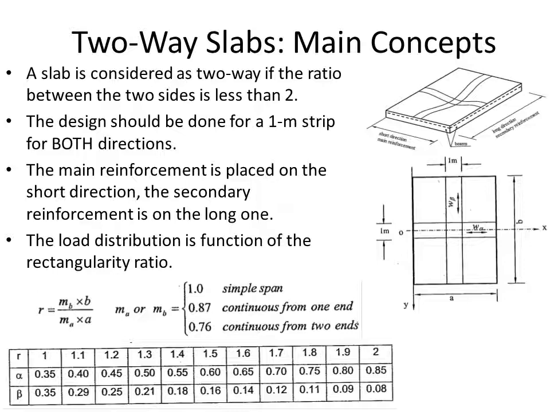It's alpha 0.35 and beta is 0.35. Alpha is the factor for the shorter dimension and beta is the factor for the longer dimension. However, if the longer dimension is significantly larger than the shorter dimension, then if it is double, alpha is 0.85 and beta is 0.08. So actually this shows us that it's starting to behave as a one-way slab in such a case. And you have a lot of numbers in between.